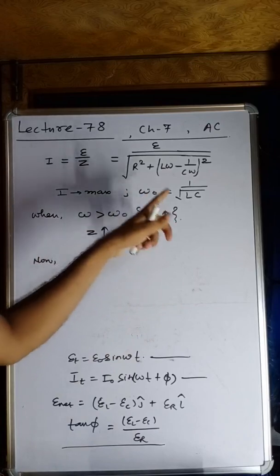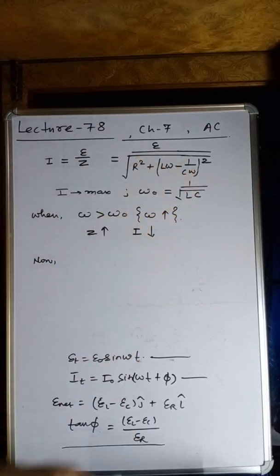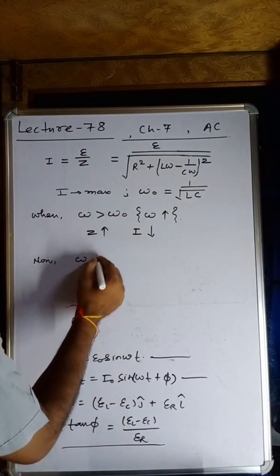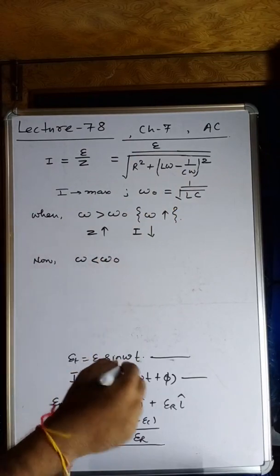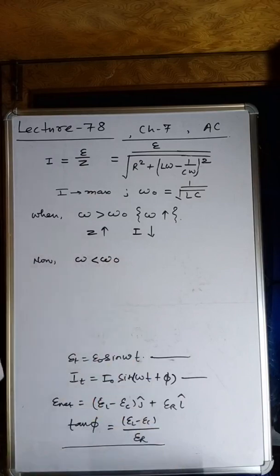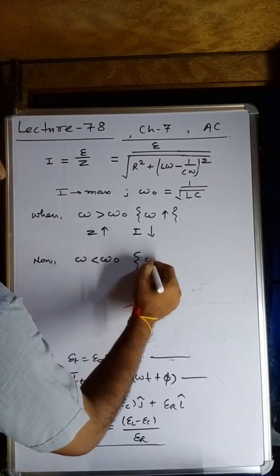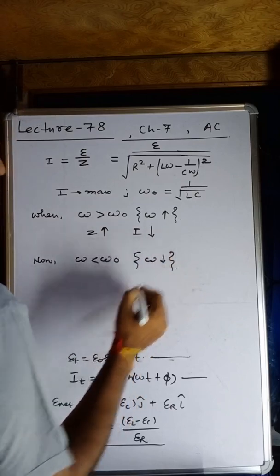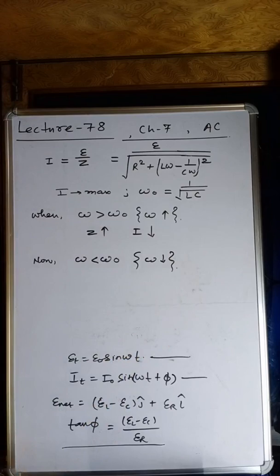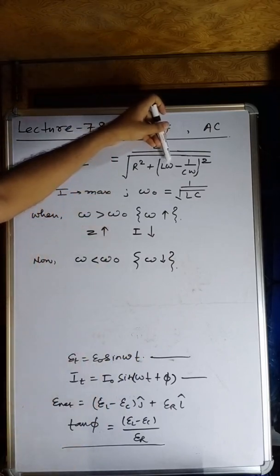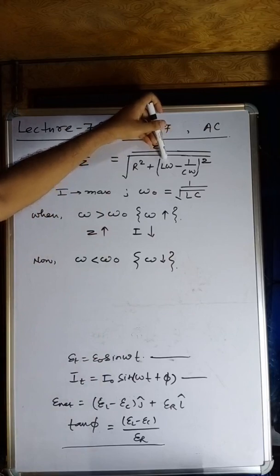So here, as this omega is decreasing now, if omega is less than omega naught, any frequency less than the resonance frequency, then what will happen? What are we doing actually? We are decreasing this omega. So look at here again carefully, my dear students. As this omega is decreasing, what will happen?